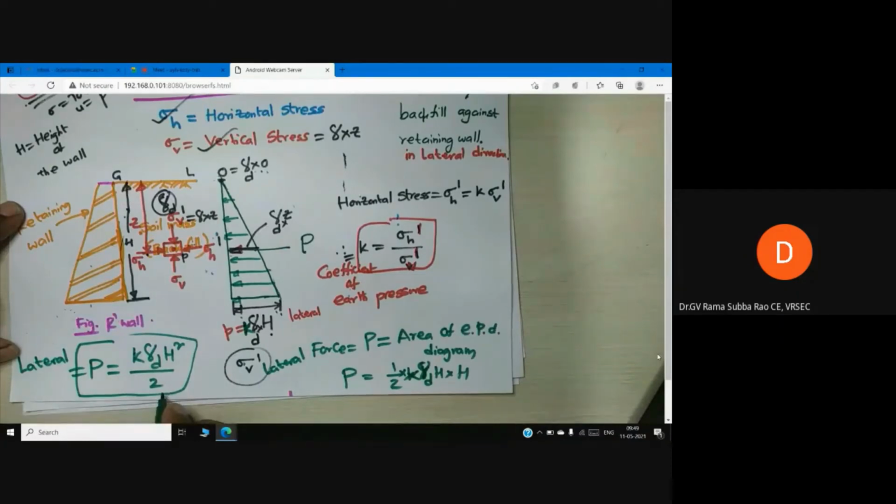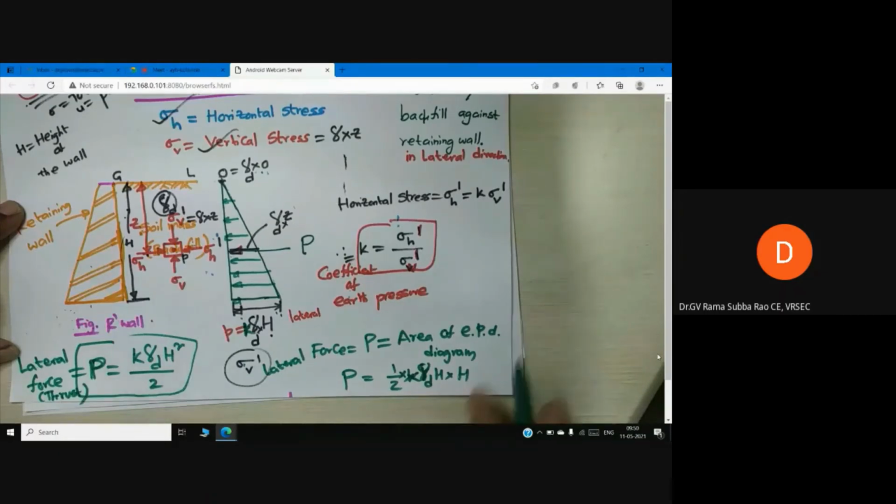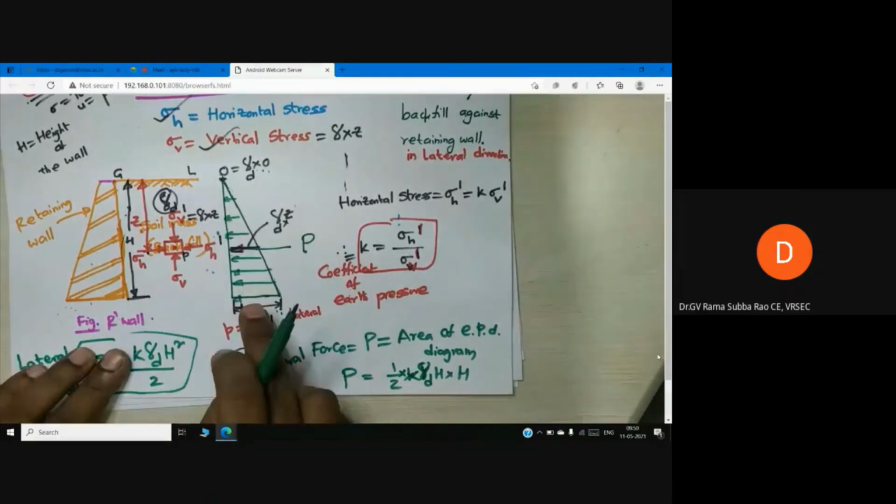Lateral force. So we are using capital P for force, also called thrust. Many times we usually use this word thrust. If you want to calculate force, we need to calculate area of the earth pressure distribution diagram, which is a right angle triangle. So half base into height, K gamma D H into H, then I am getting K gamma H square by 2.